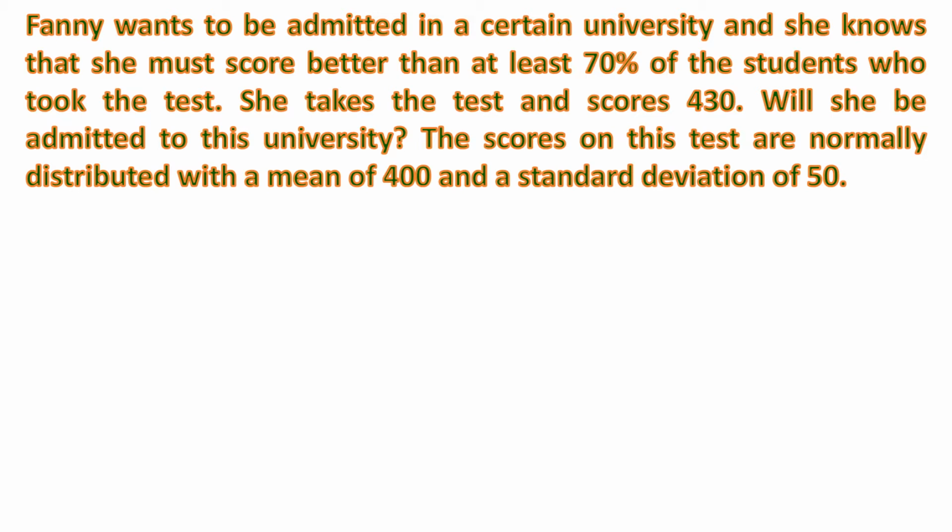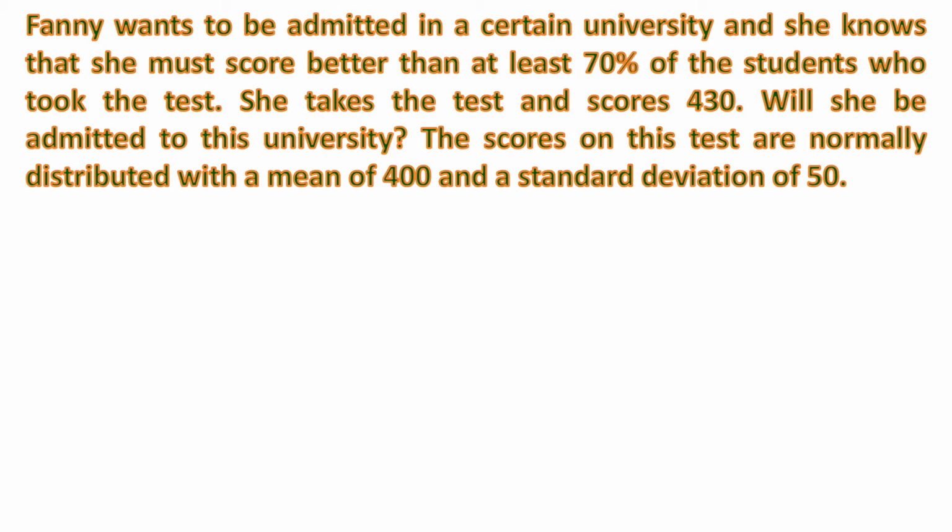So let's analyze this problem. We have a person named Fanny. She wants to join a university, which is not mentioned, and for her to pass the test, where the total score is not given, her score must be higher than 70% of the number of takers. So it doesn't matter what the total score is, as long as her score is higher than 70% of the total participants. And so we have a given mean of 400 and a standard deviation of 50. So is 430 enough to be admitted?